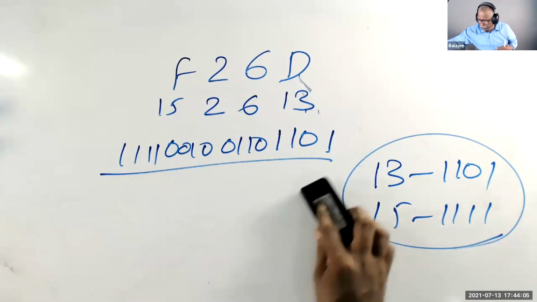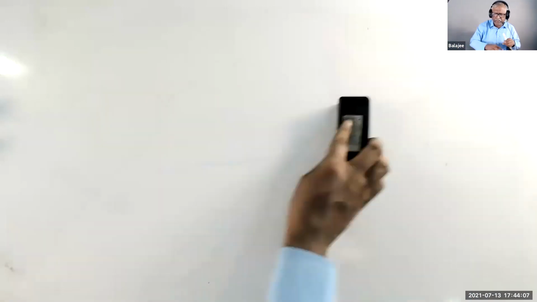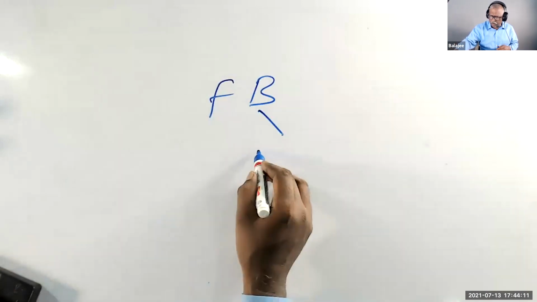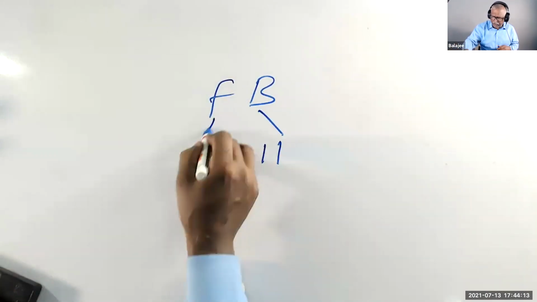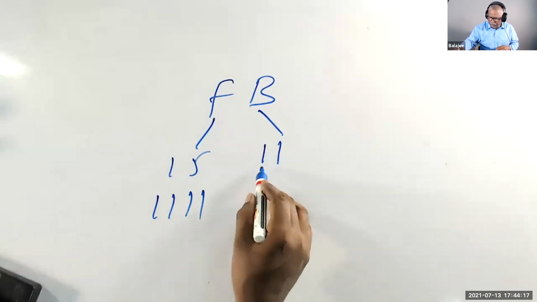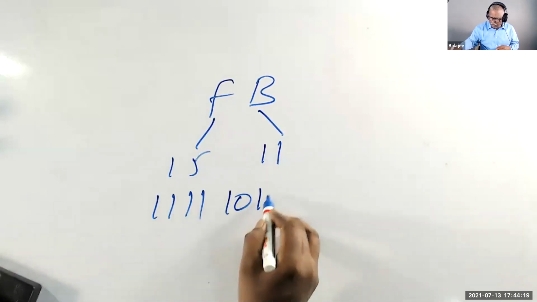That's a small thing. So for any number, if I write FB, B is 11, F is 15. 15 is 1111 and B is 1011. So write like this.